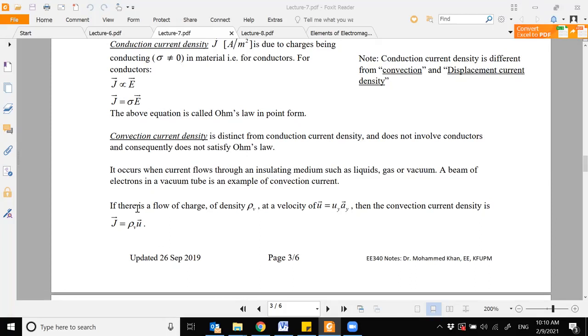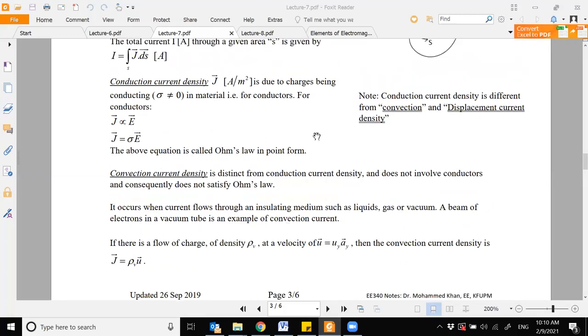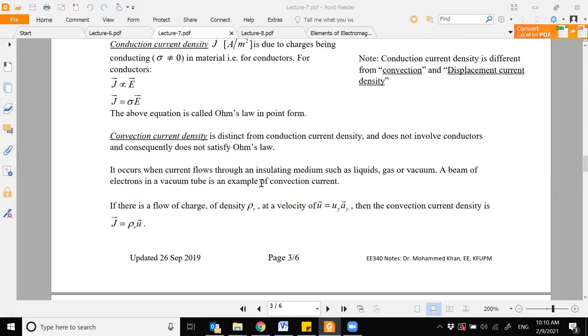So two types: conduction current density and convection current density. Conduction current is because of the flow of charges in a conductor, and convection current density is also the flow of charges, but mostly in an insulator. So these are the two definitions, and in our course, we are mostly concerned about the conduction current density.